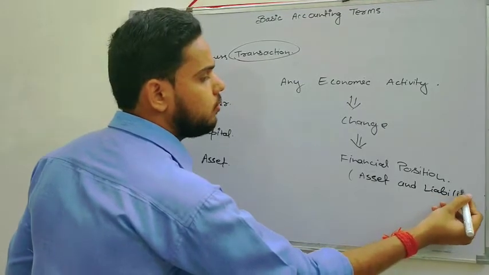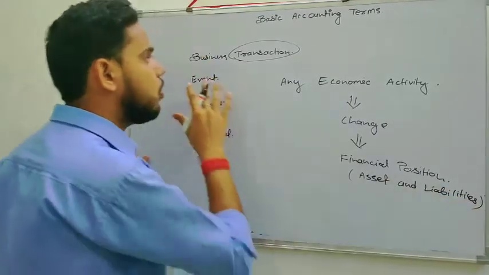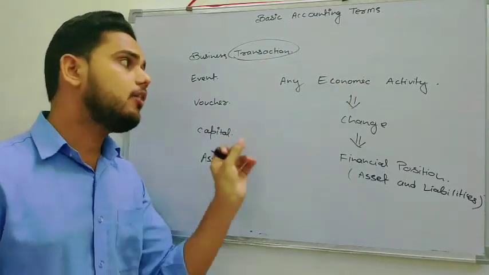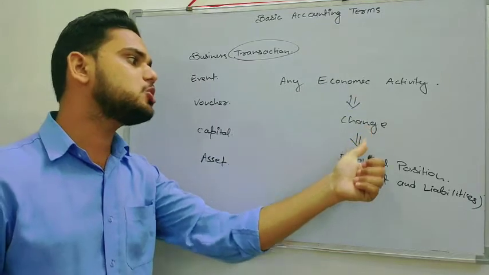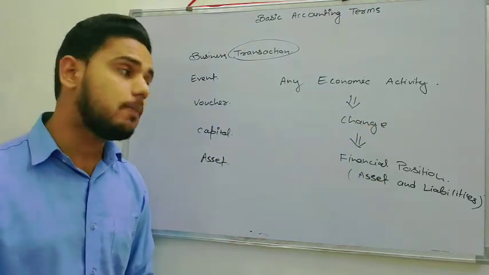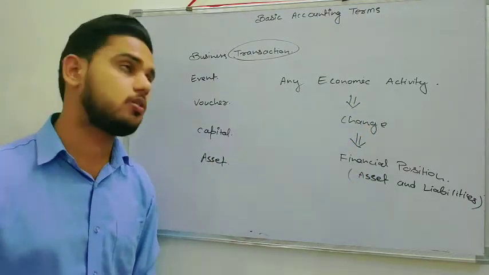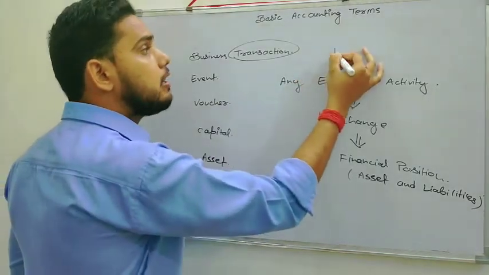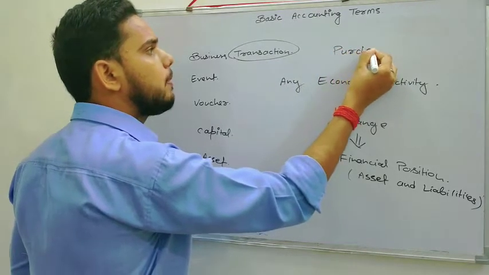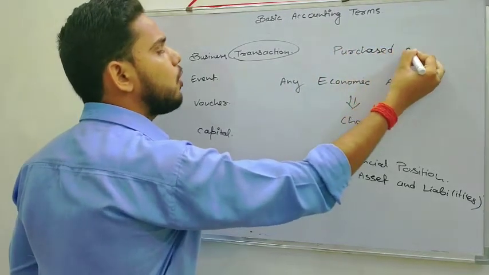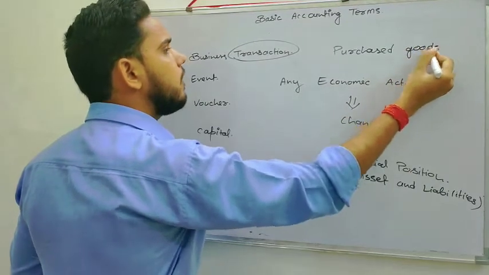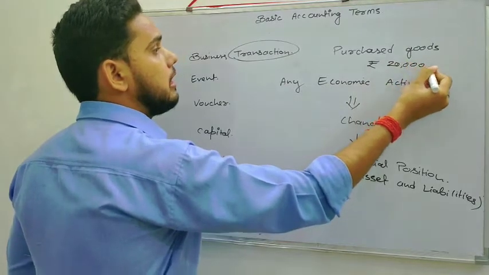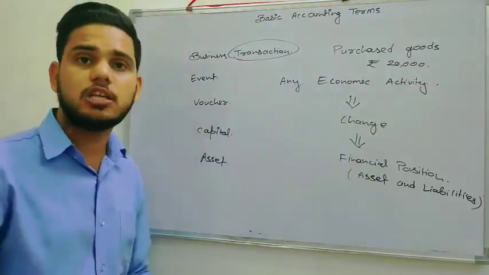Okay, sir. Now what a transaction is: if any economic activity changes the financial position of the business, that will be a transaction, right? How, sir? Let's take an example. Say, for example, you purchased some goods for your business, and those goods were worth, let's suppose, rupees 20,000. Let's see whether that is a transaction or not.